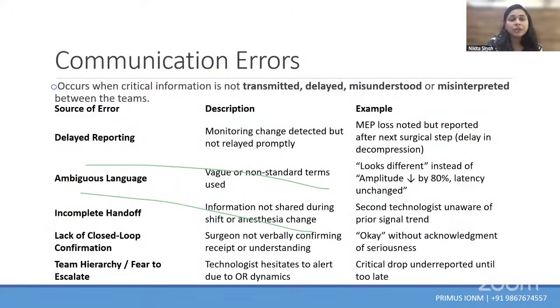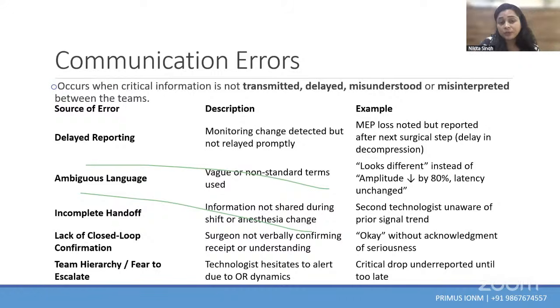Now, the basic communication. So the fourth error is the basic communication error. Now, it occurs when critical information is not transmitted, or is delayed, misunderstood, or misinterpreted between the teams. So the source of error could be a delayed reporting, ambiguous language, like very vague terms used during the surgery, incomplete handoff, as in if the team is switching, then the information is not shared during the shift or anesthesia change. Then the lack of closed loop information, as in if you inform the surgeon that there is any drop and there is no acknowledgement from the surgeon, then it is a lack of closed loop confirmation.